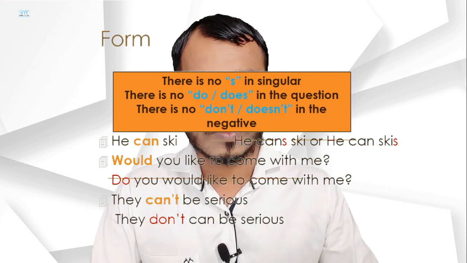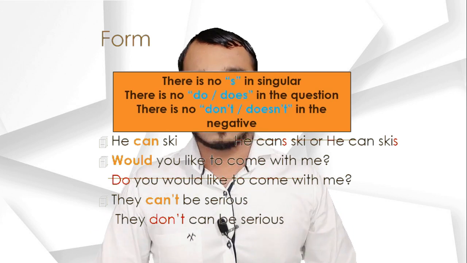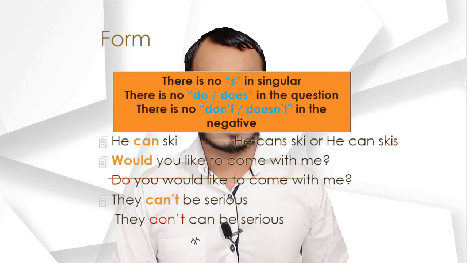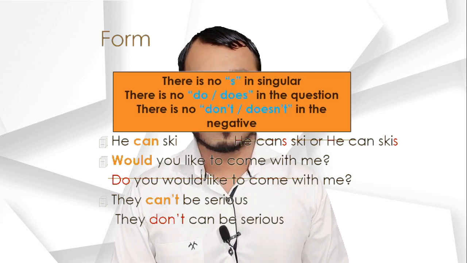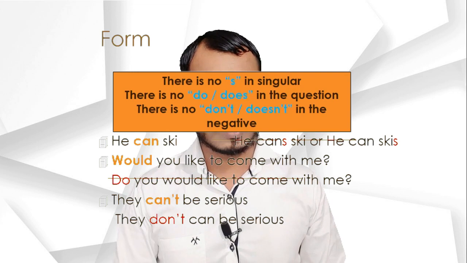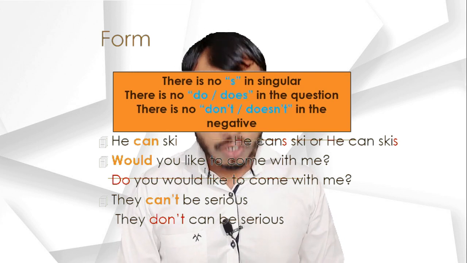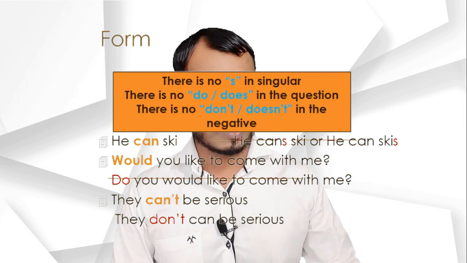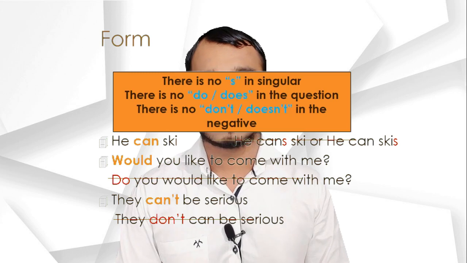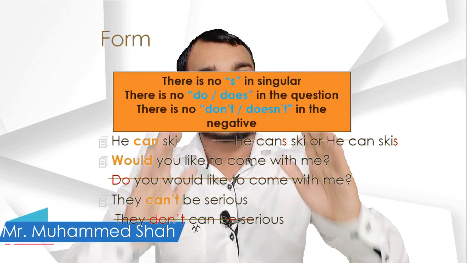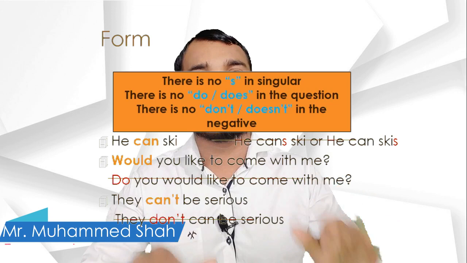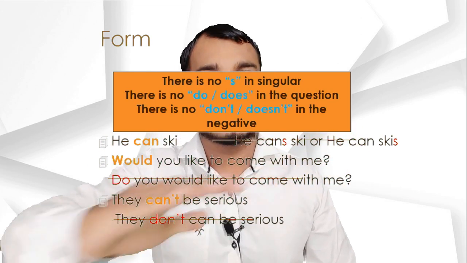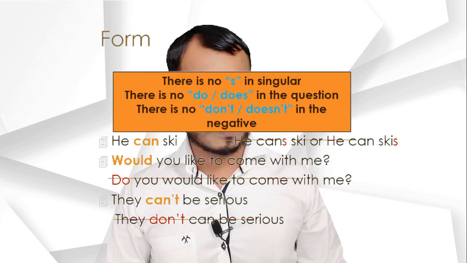Then another one, they can't be serious. They can't be serious. They don't can be serious is wrong. They can't be serious is the negative sentence. Not they don't can be serious, which is wrong. No need to use don't for a negative sentence. These are all basic things you already know, knowingly or unknowingly. Correct? So I am just underlining what you already knew.